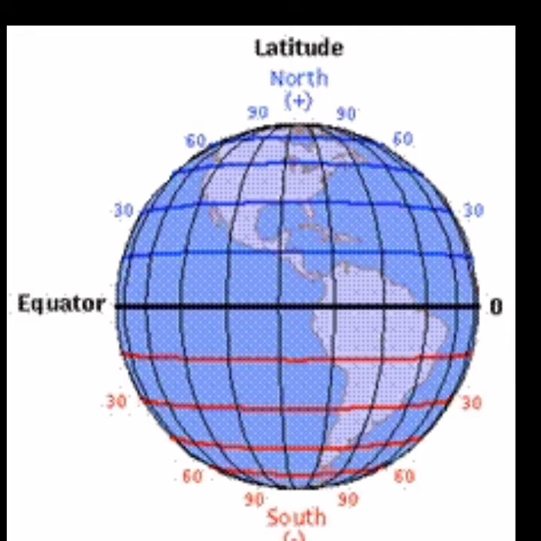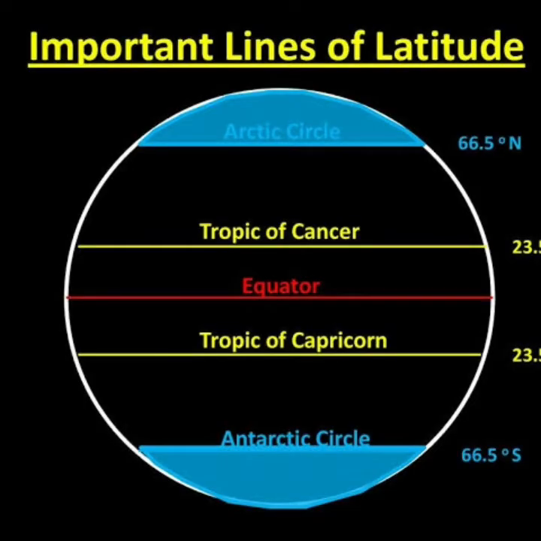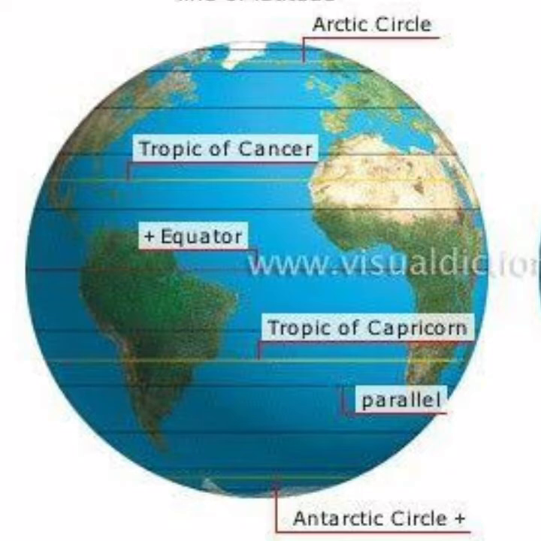Each parallel of latitude is a circle. Latitudes are of unequal length. The equator is the longest latitude and each circle becomes smaller towards the poles. Important parallels of latitudes. The latitude of a place is its angular distance, north or south of equator. It gives the location of a place from the equator.